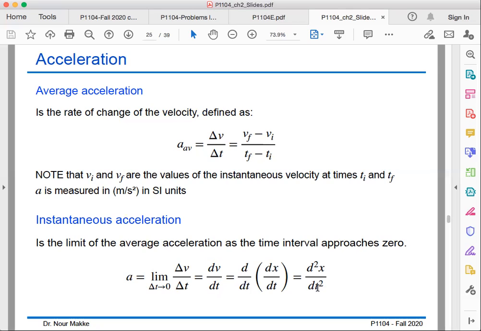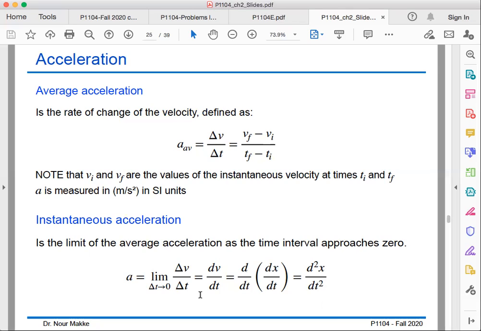dt squared. So you can define the acceleration either as the first derivative of the velocity with respect to time, or as the second derivative of the position with respect to time. So both these expressions can be used, either this one or this one. It depends on what you have in the given. So if you have x, then you would use d squared x dt squared. If you know what v is, then you can use dv dt.